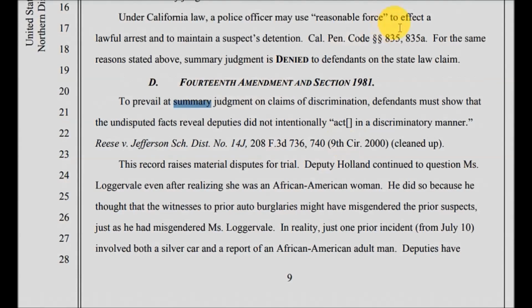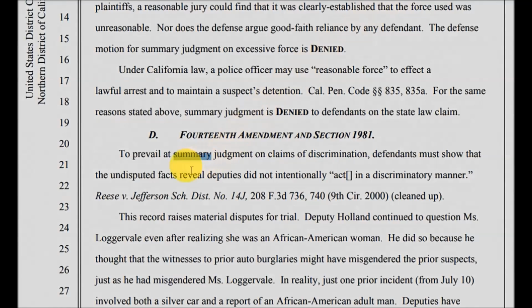Now let's look at how qualified immunity is tied to the move people can make to basically slam dunk cases. To prevail at summary judgment on claims of discrimination, defendants must show that the undisputed facts revealed deputies did not intentionally, quote, act in a discriminatory manner. Meaning whatever you're saying, if you're the defendant, it has to be undisputable. If you're the plaintiff, it has to be undisputable. That's the core of summary judgment. Meaning you're not speculating. And the way it's undisputable is if it's a criminal matter, it has to be beyond reasonable doubt. If it's a civil matter, it has to be by preponderance of evidence.